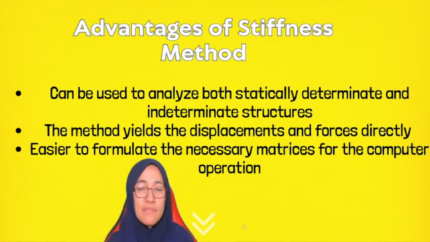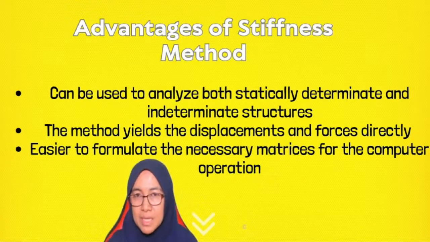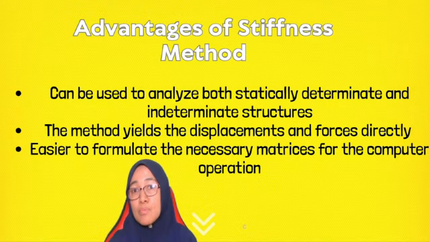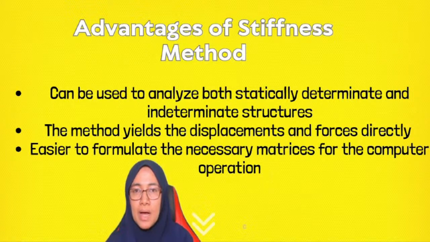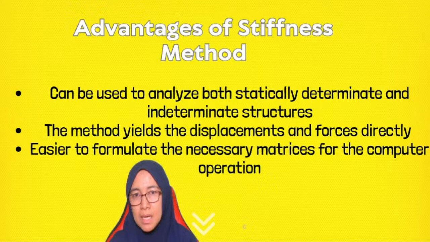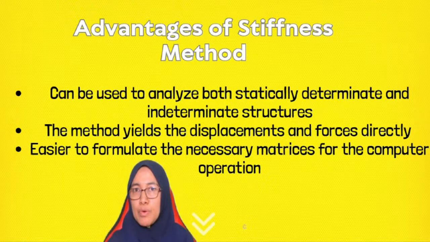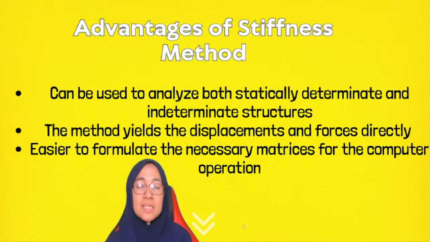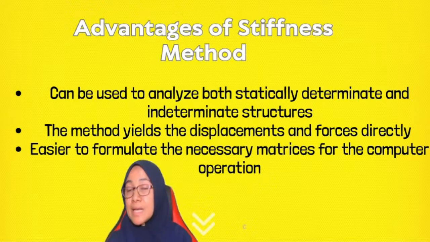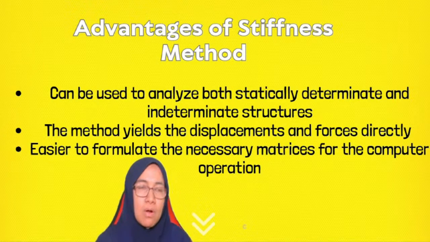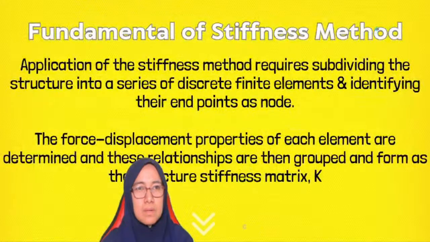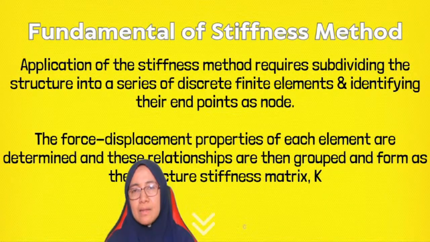Another advantage of using the stiffness method is that it is the theory behind computer operation, behind structural engineering software. So that is why the process later on is quite easy compared to the flexibility method. The stiffness method is very easy to formulate because we will produce everything in matrices. The size of the matrix will depend on the degrees of freedom for the element. So we have to understand the fundamentals of the stiffness method first before we move further.